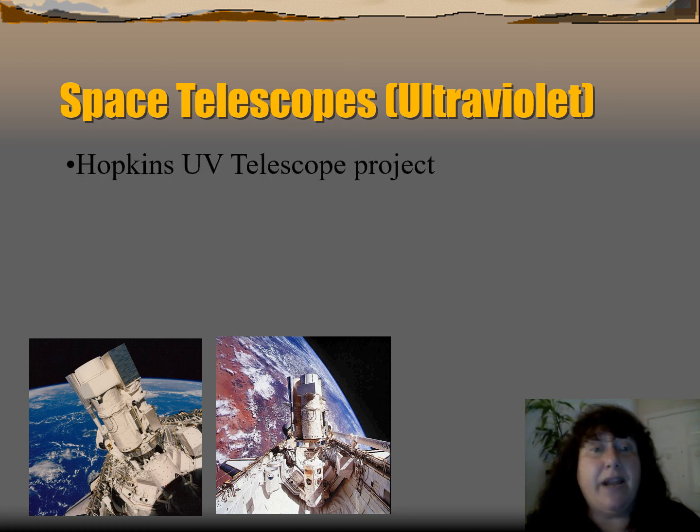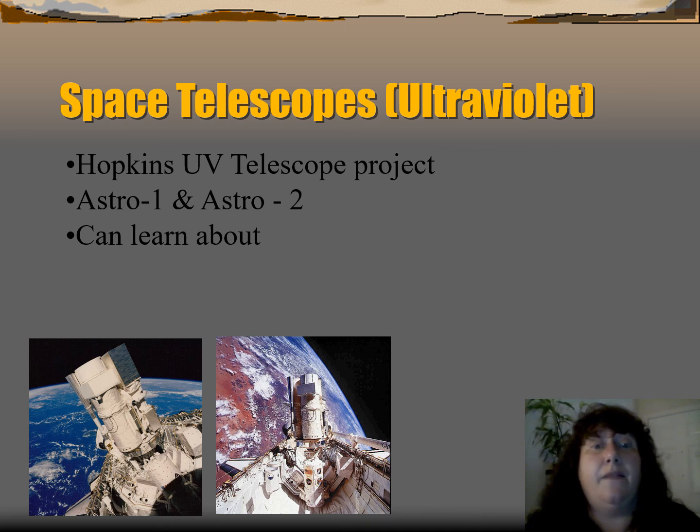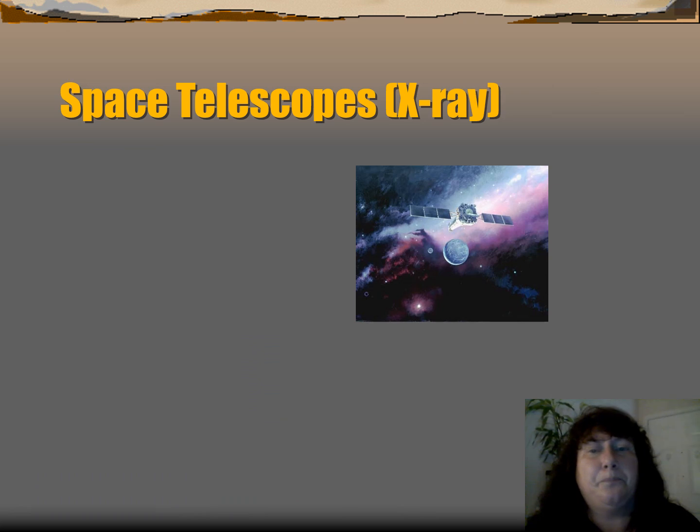For the UV radiation, we have the Hopkins UV Telescope project. This included 2 telescopes, Astro 1 and Astro 2, and you see pictures of them. And they learn about hot stars and also hot gases. So anytime you have star formation occurring, you can look at it with the UV telescope, and that'll tell you about the hotter parts of the formation.